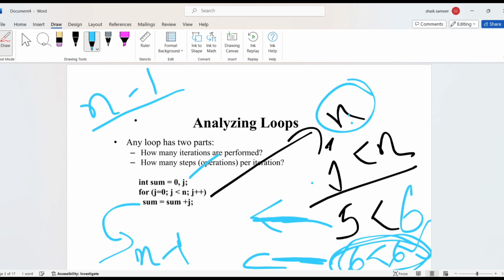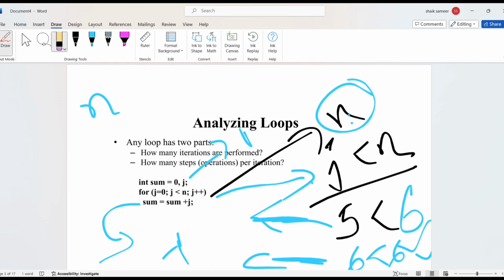Understand? How did I get this one? Just remember, first how many times the loop will run, next how many times the statements inside the loop will run. Okay, identify these two and you can easily analyze these loops. Okay, let us solve this now.